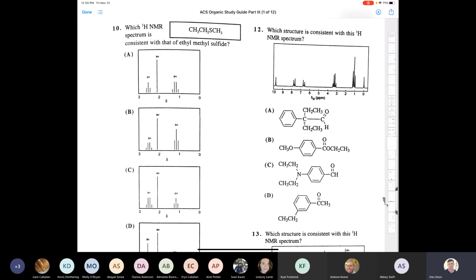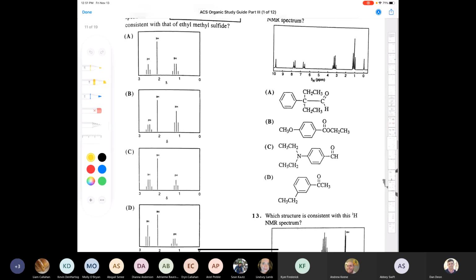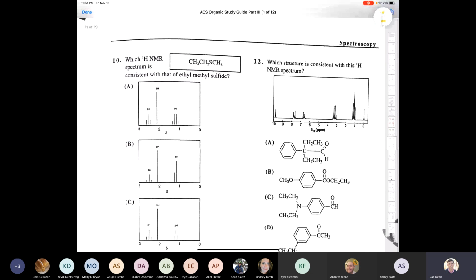Okay. Question 10, it's hard for me to squeeze the entire thing on the screen. I'll just maybe help you out with this one. The answer isn't D. So if the answer isn't D, let's make it simple. It's got to be either A, B, or C. Which one of these proton NMR spectra is consistent with that of ethyl methyl sulfide?